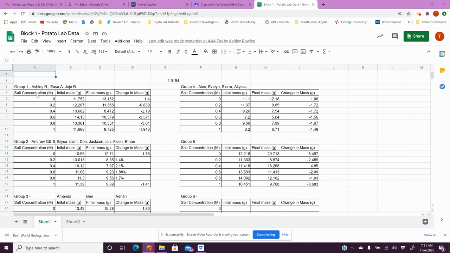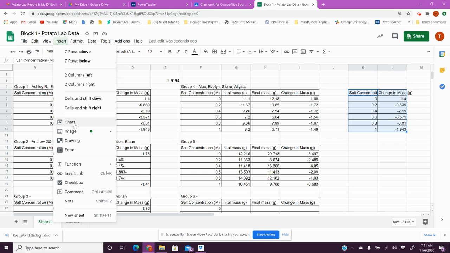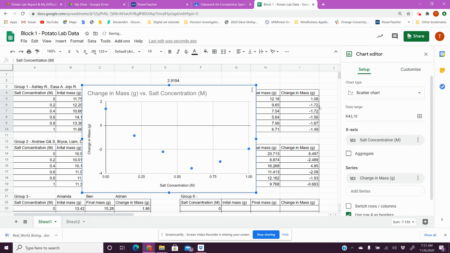So if I'm making a graph for the salt concentration versus the change in mass, what I'm going to do is highlight salt concentration, Control C to copy it, and then place it somewhere else by itself. And I'm going to do the same thing for change in mass. I'm going to select it, Control C, and then Control V, and now I have them right next to each other. If I select this area, and then I go into Insert and Chart, it's going to take that area that I highlighted and put it into a graph for me.